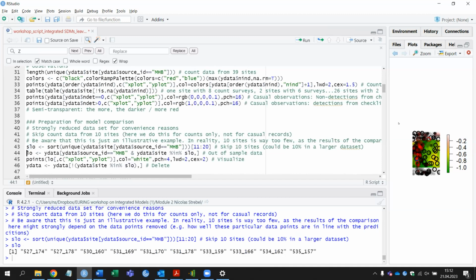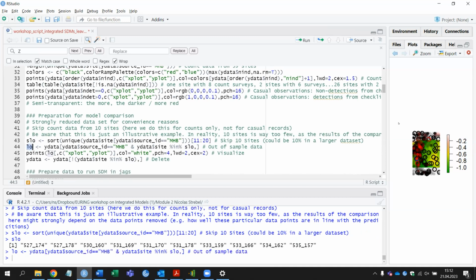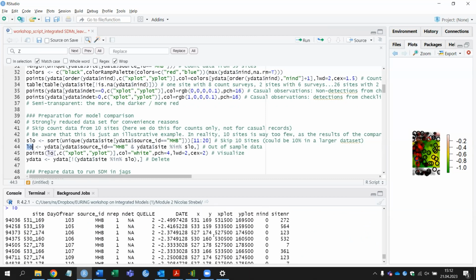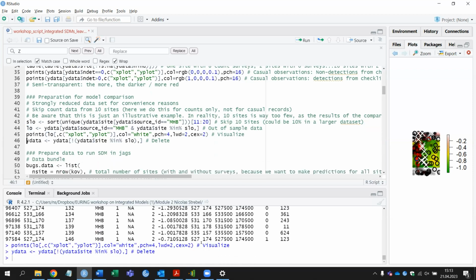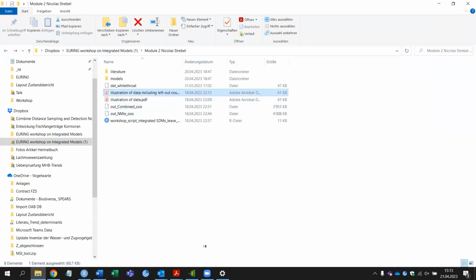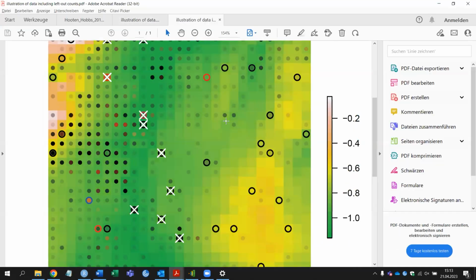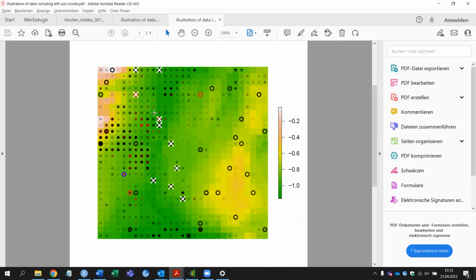These are the coordinates of the 10 sites. And that's then the data I have left out. It's now just count data, and I keep all the checklist data. Here I remove it from my data, and I can just quickly show the visualization of it. So these are the 10 sites that I have crossed out, and from these sites I just removed the count data. So the detection, non-detection data, they are still there.